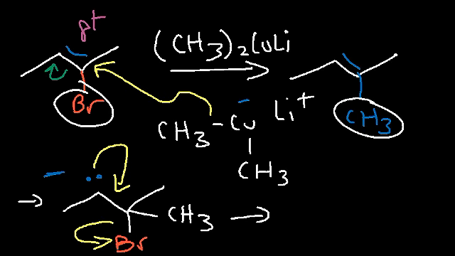So once that lone pair forms a double bond and a bromine atom is expelled, now we're going to have the product, which looks like this. So the Gilman reagent is very useful for replacing halogens with R groups.